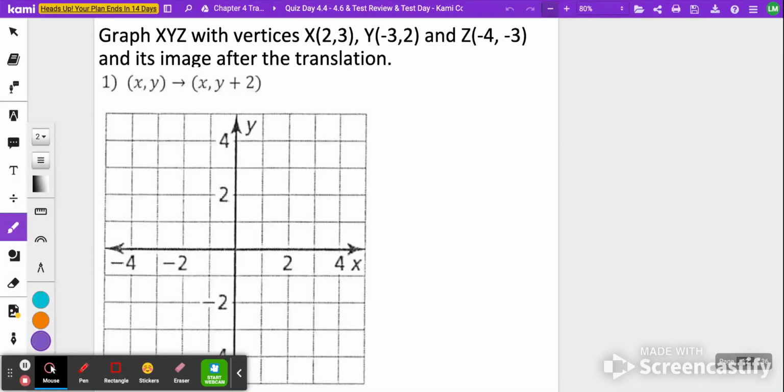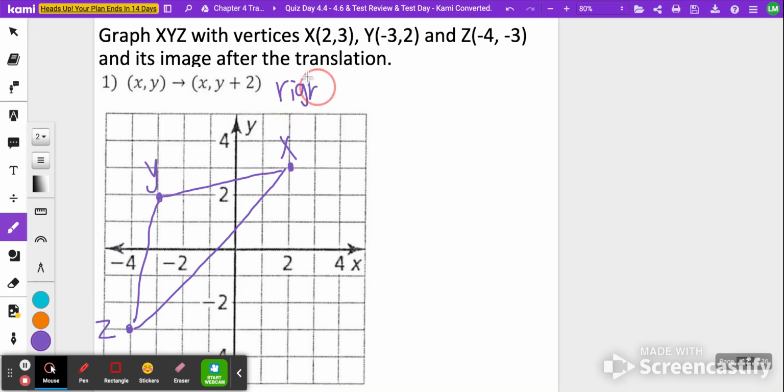Today we're going to be looking at our Chapter 4 test review, and we're going to start with question number 1 right away. The first thing we want to do is go ahead and graph the original points from the figure x, y, z. After we've done graphing our original figure or the pre-image, now we're ready to graph the image, which the translation states x, y plus 2.